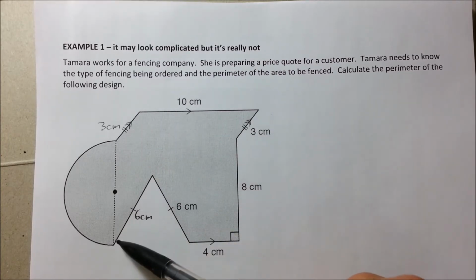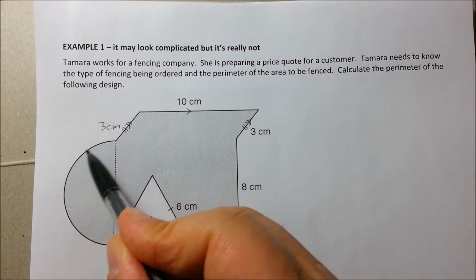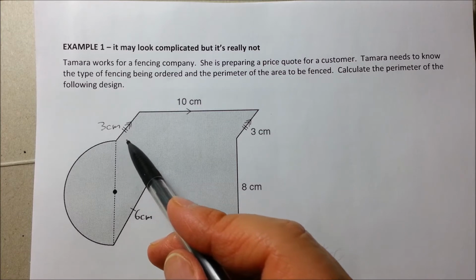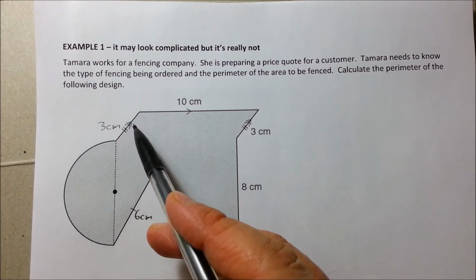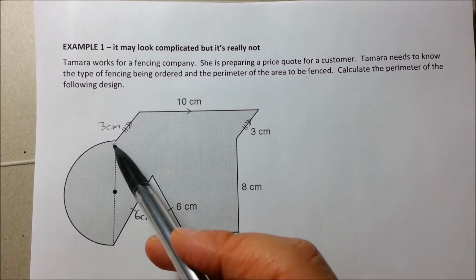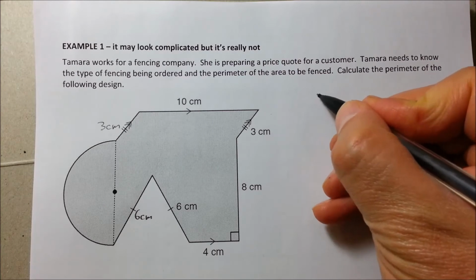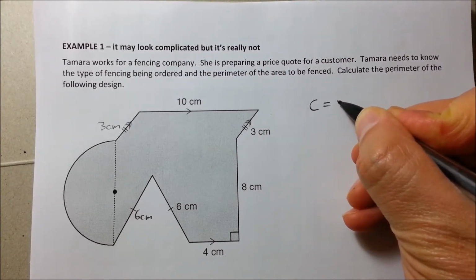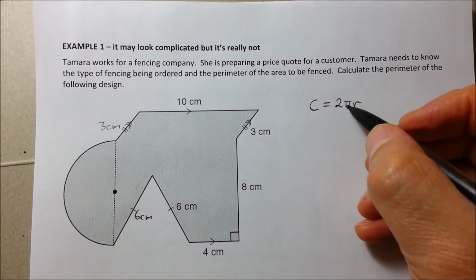We pretty much have all the side lengths except for this one. Now, what shape would this be? It's basically a semicircle. Now, we don't need to find the area of this circle. We need to find the circumference. So we can write down here as a reference the formula for the circumference is equal to 2 pi r, or pi times d, and d is the diameter.